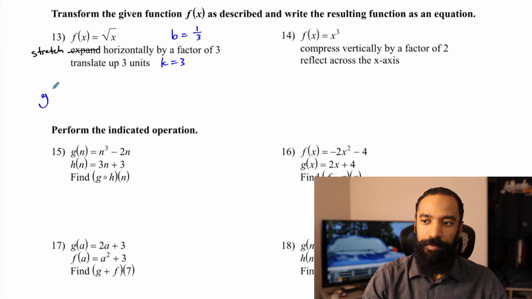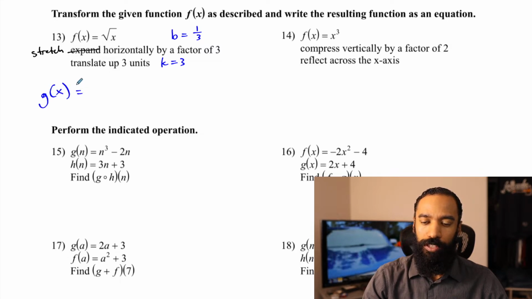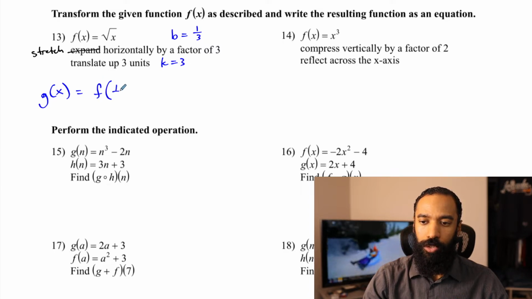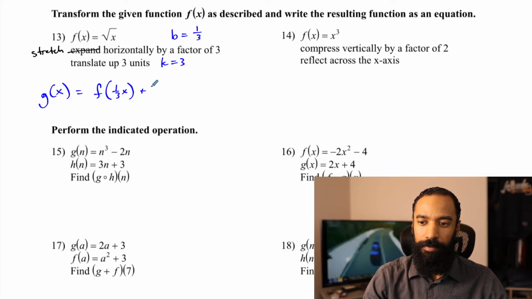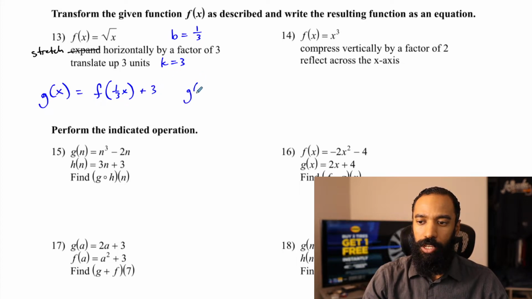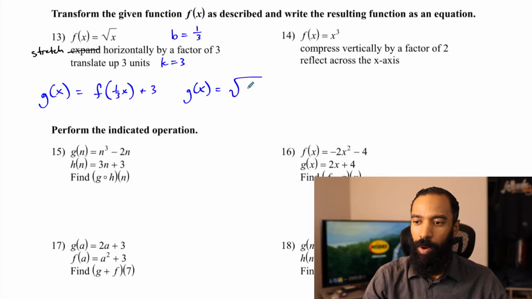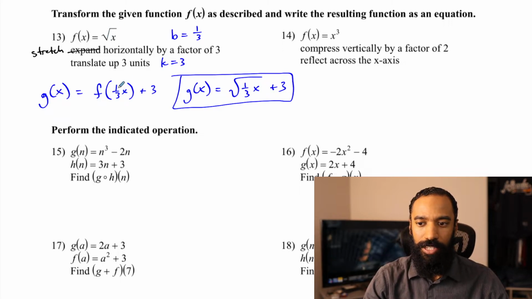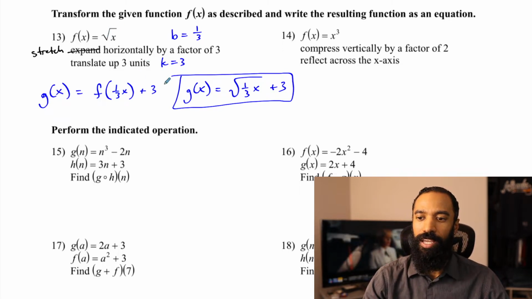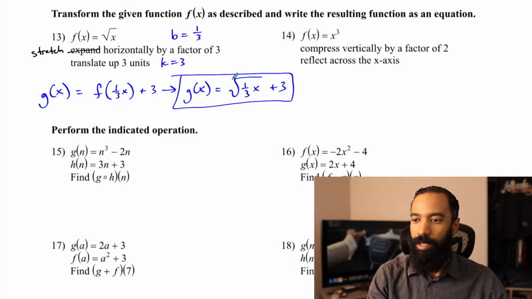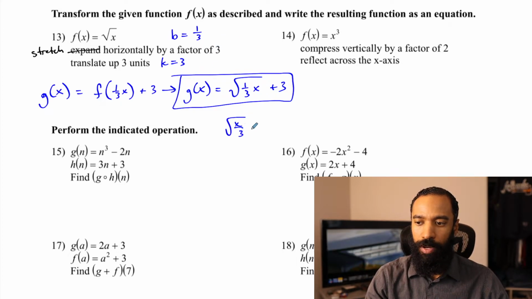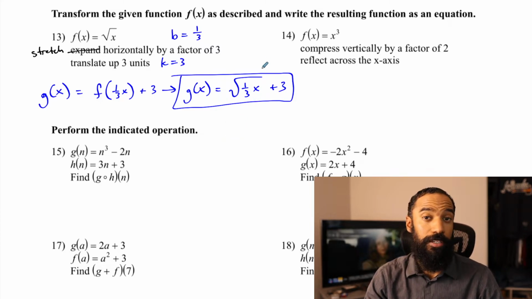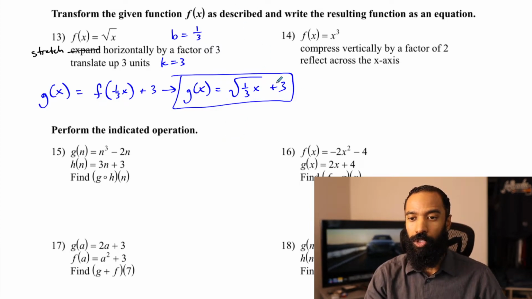So g of x, the new transform function here, you're going to take your f of x, and you are going to take 1/3 of that guy, and plus 3. So that means that your actual g of x will be the square root of 1/3 x plus 3, like that. Again, you take your function that it is, the square root of x, and you're going to take the square root of 1/3 x, and that's what it's going to turn into right there. And that's the answer. You could also put square root of x over 3 like that. I prefer the number multiplied in front to reveal what your true b is or what your true a is.